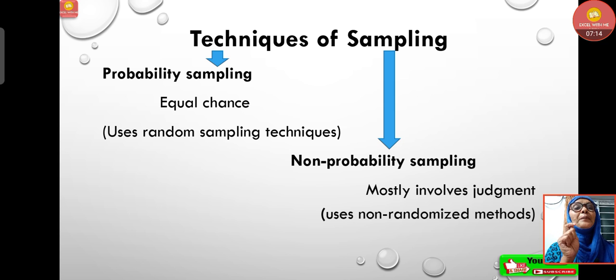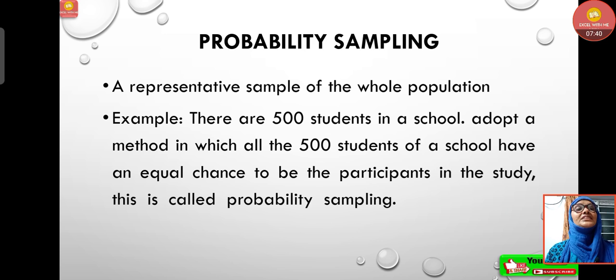That is, techniques of sampling: probability sampling, where there is an equal chance of selecting. Maybe we select randomly, we don't know whom we are selecting, but equal chances are there for selecting those. That uses random sampling techniques. Non-probability sampling mostly involves judgment, that is, it uses non-randomized methods. I'll explain in the next few slides.